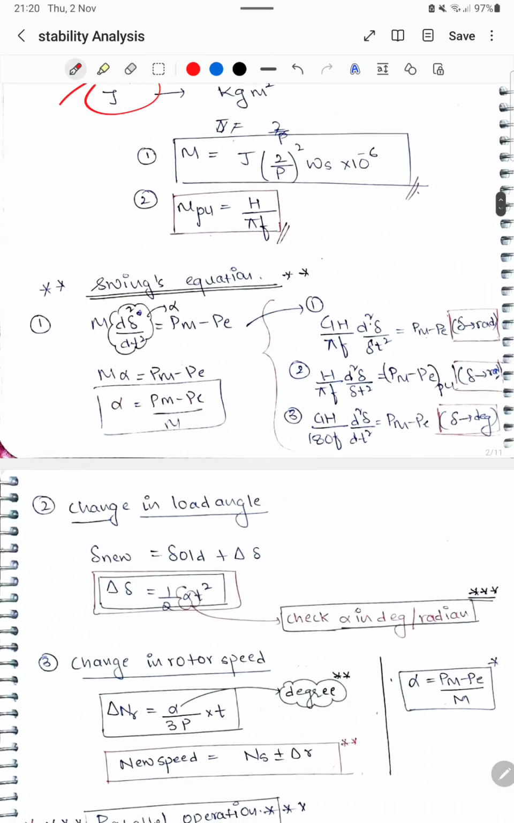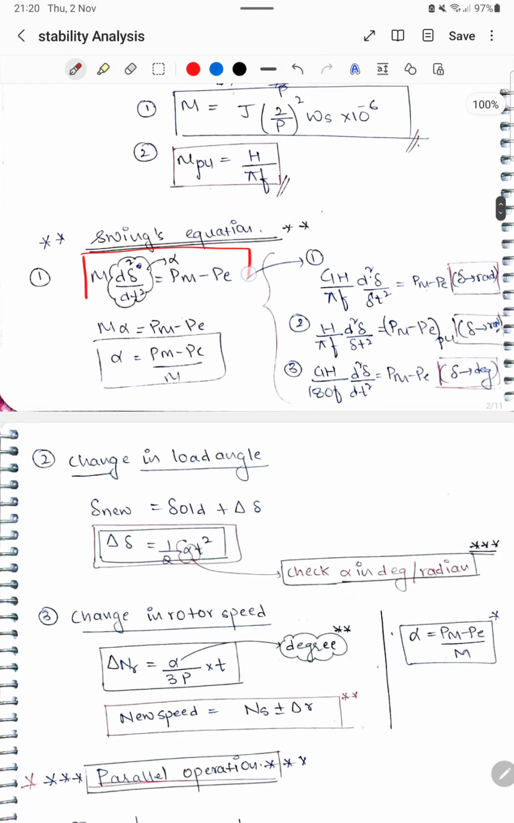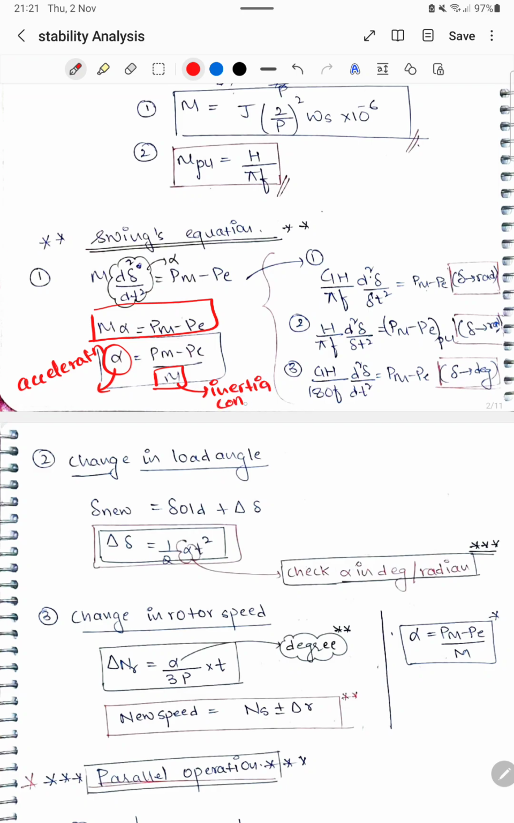Fair. So these were some terms which we had to consider. Now moving to Swing's equation. Swing's equation is a very simple equation: M d square delta upon dt square equals Pm minus Pe, which can be written as M alpha equals Pm minus Pe. So from here, alpha, which is also called acceleration, comes out to be Pm minus Pe upon M, where M is nothing but the inertia constant. We have already seen that.